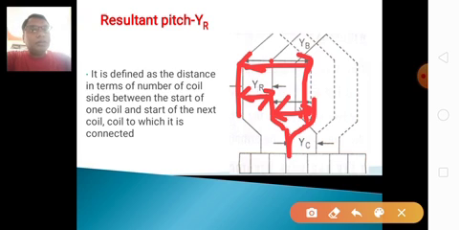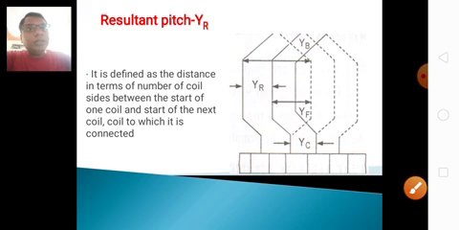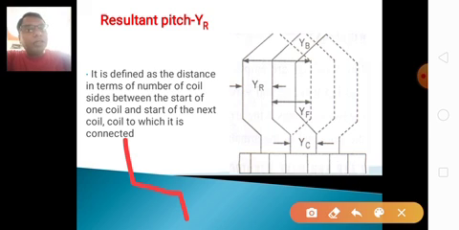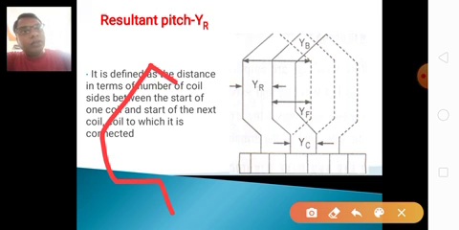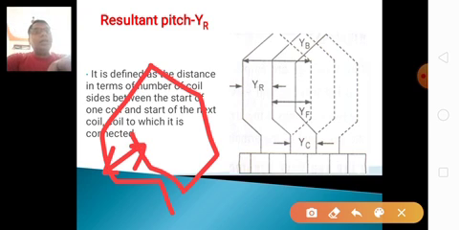We'll see the next. The definition is the distance in terms of the number of coil sides between the start of one coil and the start of the next coil. Here the coil starts in the first coil and the next coil starts in the second. This distance is known as the resultant pitch.